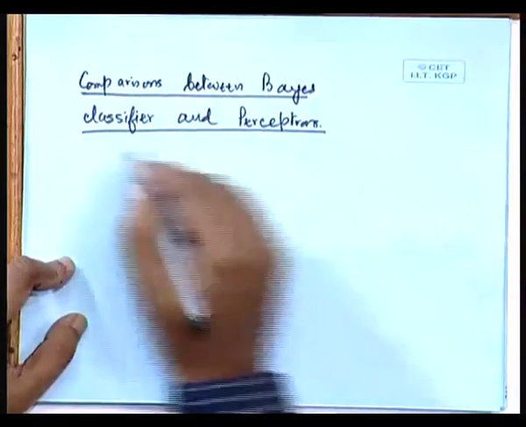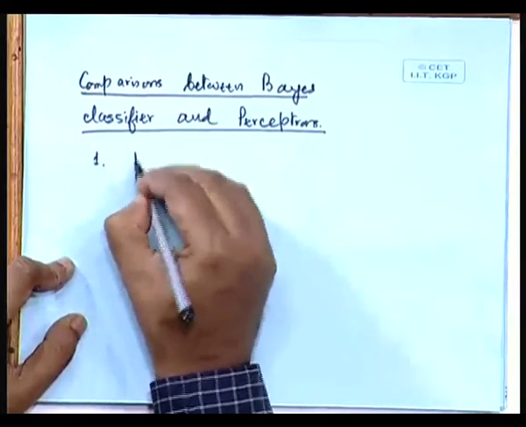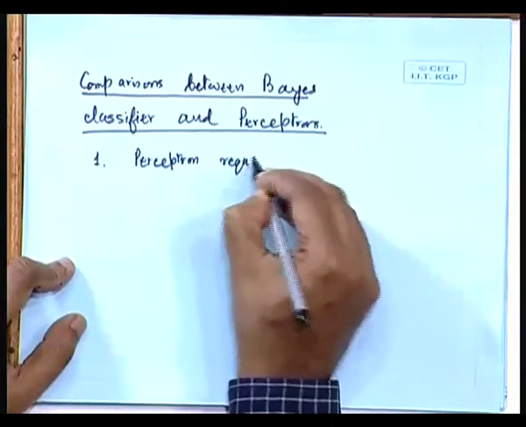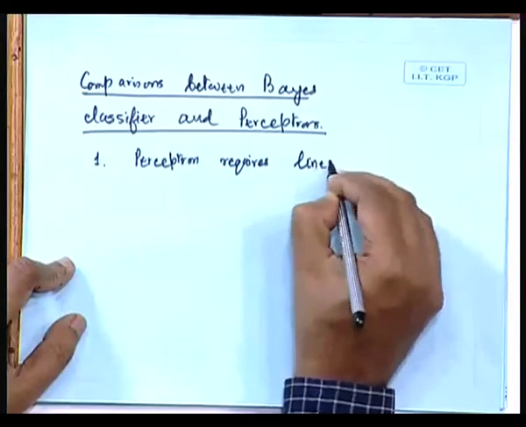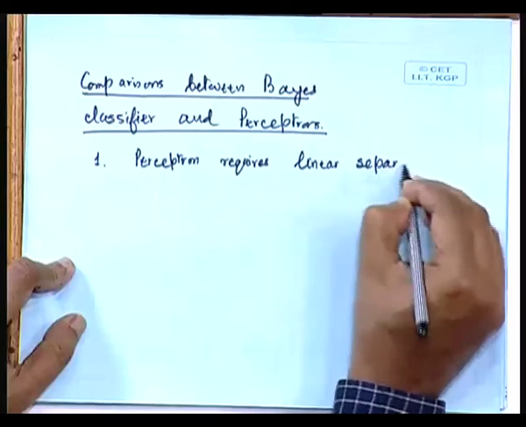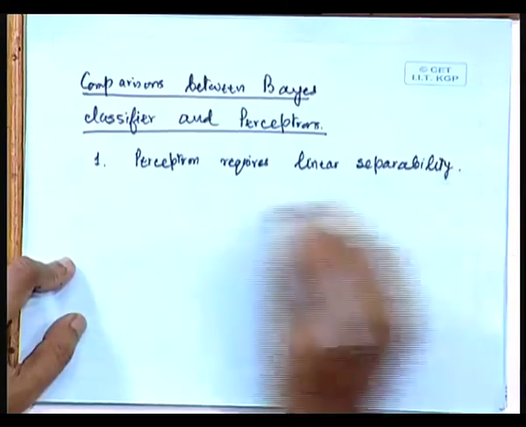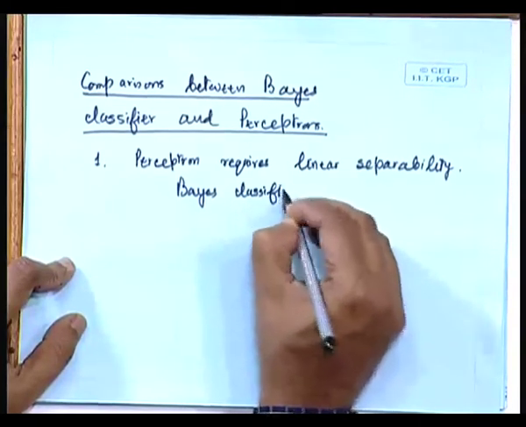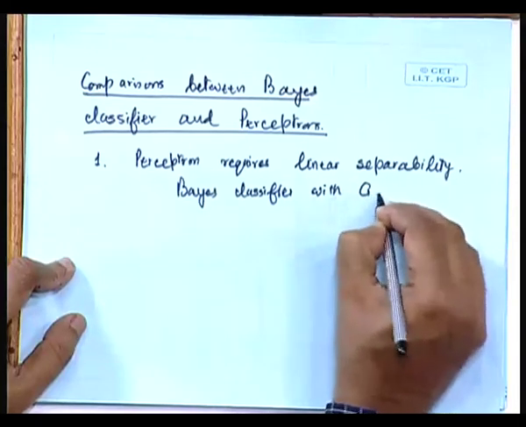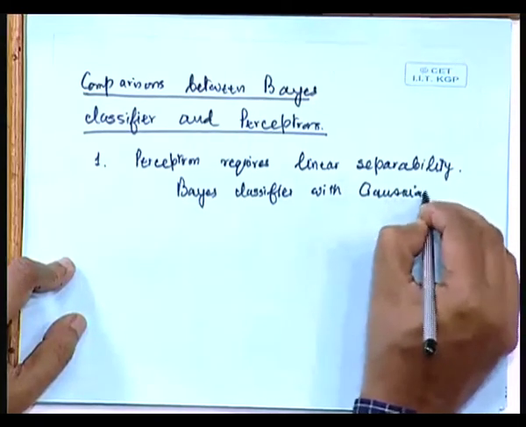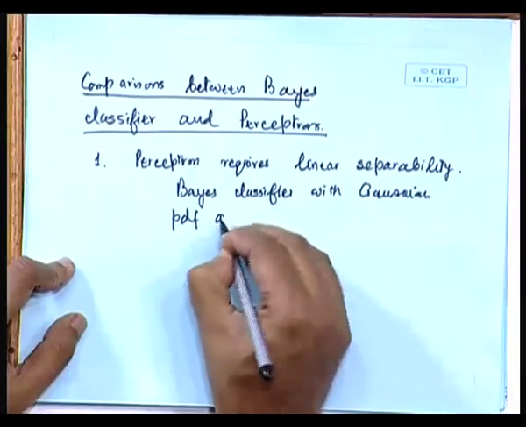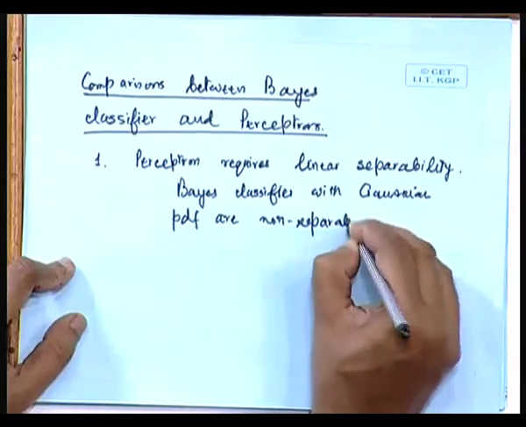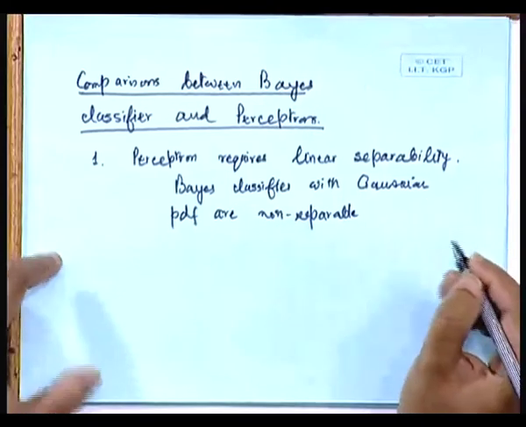Number one comparison is that perceptron requires linear separability, whereas Bayes classifier with Gaussian PDF are non-separable. They are absolutely non-separable class. No question of linear separability, they are absolutely non-separable.